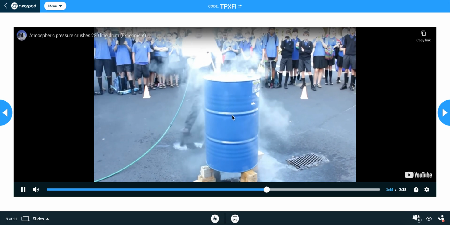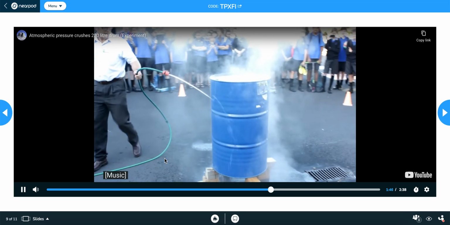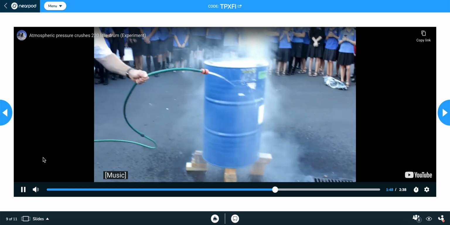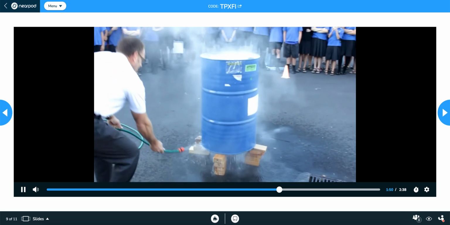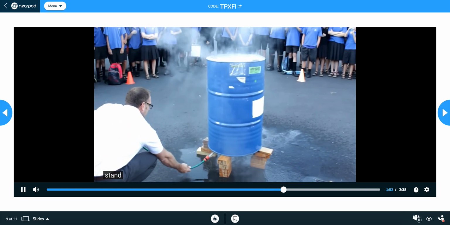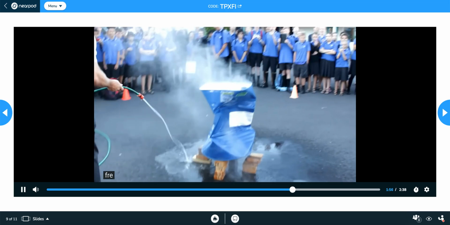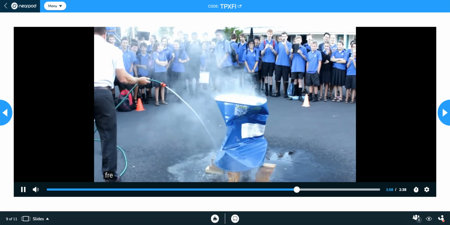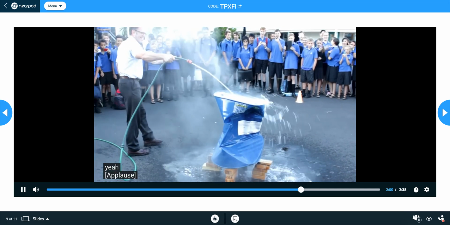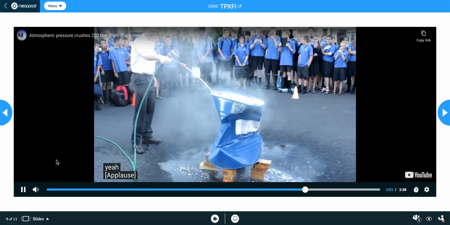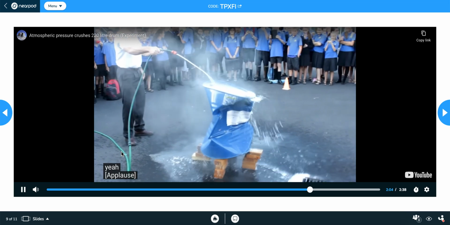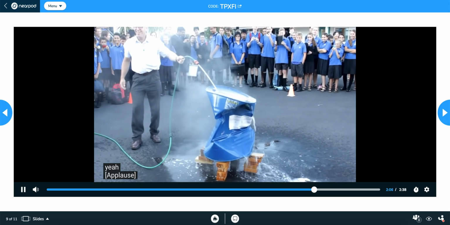And the air around this container will begin to push around it, making a change in pressure. All right, so cold things compress or contract.